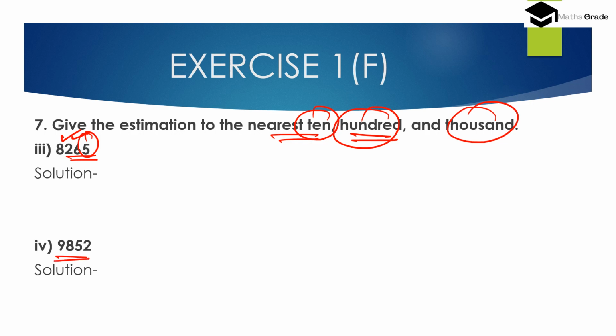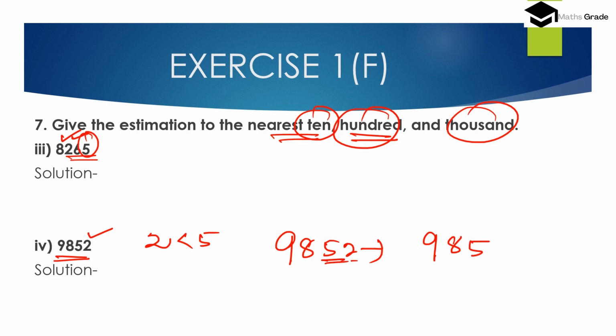Now 9852. We have to round this number to the nearest 10. When we round any number to the nearest 10, we first look at the unit place value digit. Here the unit place value digit is 2. 2 is less than 5. So don't add 1 to the tens place value digit. Just write down 9852 rounded up to the nearest 10 will be 98. This 5, write down 5 as it is, and this 2 changes to 0. This is 9850.